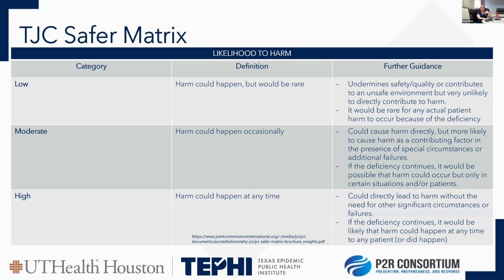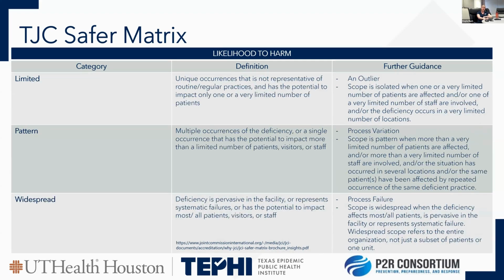Then moderate is harm could happen occasionally, and then high is harm could happen at any time. So that's looking at those specific categories, and then just the more details of what that exactly means and their interpretation under the further guidelines. Then they look at the categories as limited, pattern, or widespread. So limited, making sure that it only happens in one specific area compared to widespread. They were looking at throughout the whole entire facility.